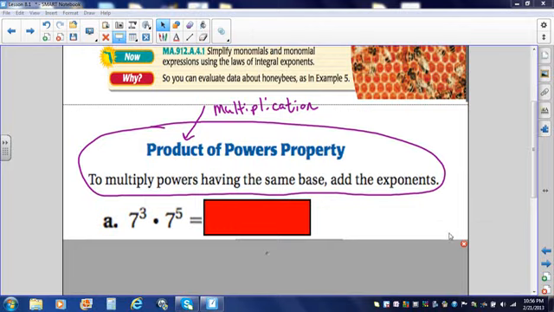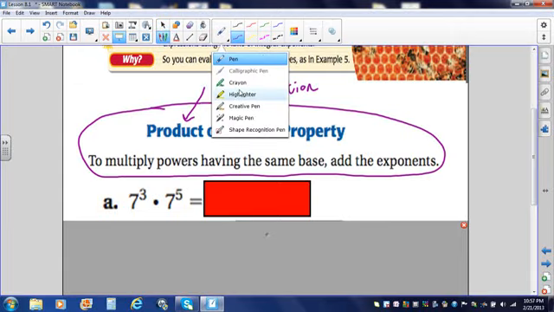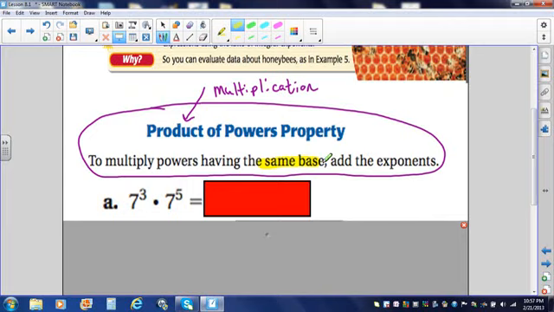So let's take a look at a couple examples using the product of powers property. Please write 7 to the third power times 7 to the fifth power. We are noticing that they have the same base. My base is the number that is written large. So they have the same base. They're both 7s. When we are multiplying, that's the product, we are going to add the exponents.